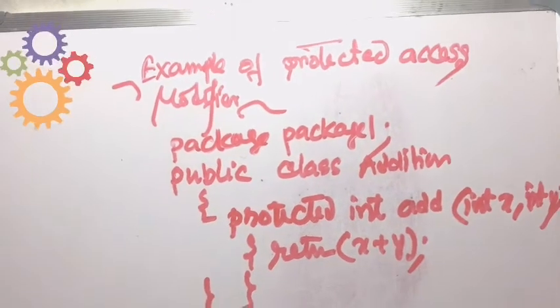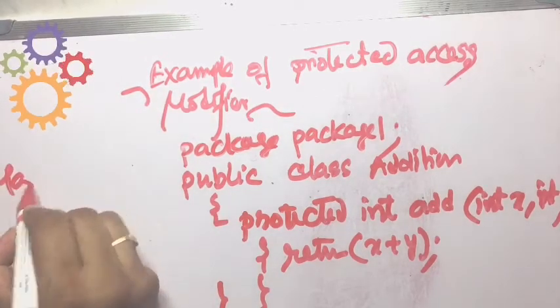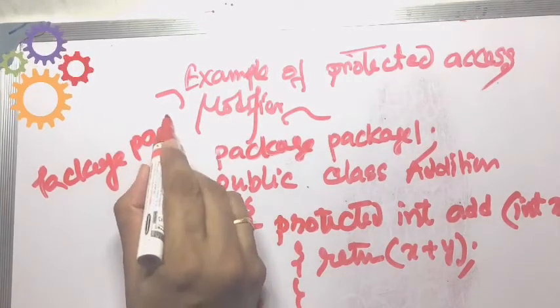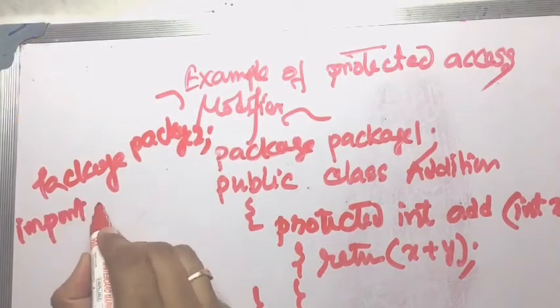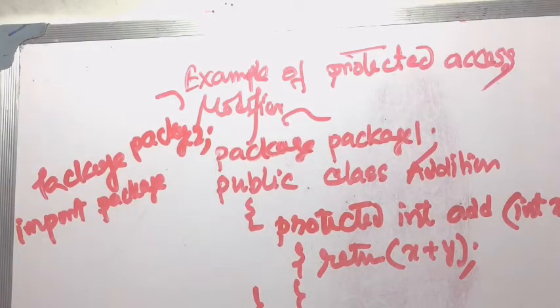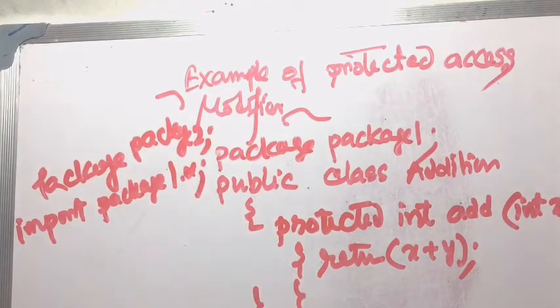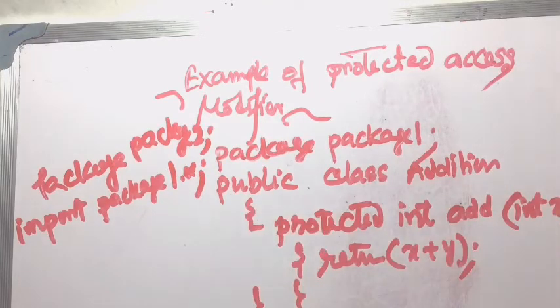Now I am going to access this package 1 from another package. Suppose the name of the package is package 2. Import package 1 dot star, meaning all classes. Here the class name is only Addition, but you can use many classes, suppose public class Addition, Subtraction, Multiplication, Division. Star means all. Import package 1 dot star.